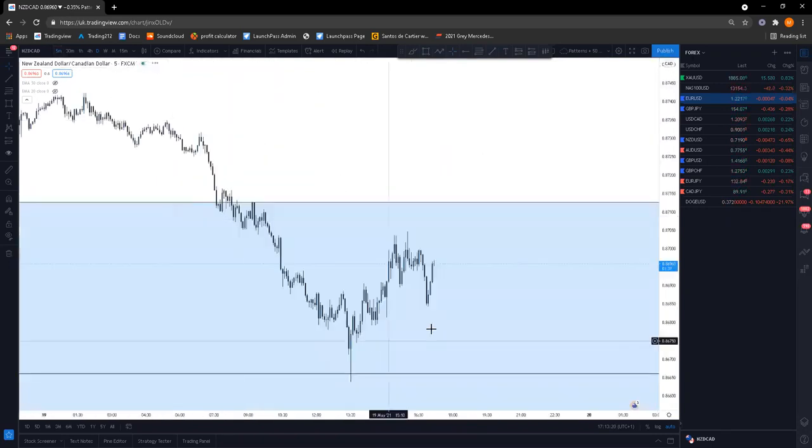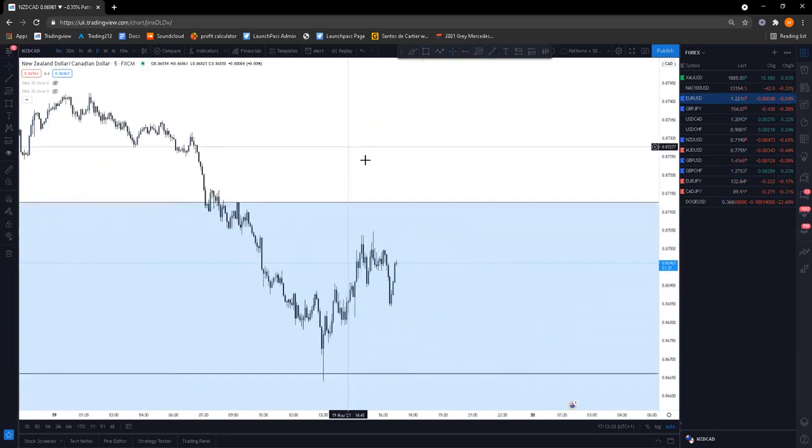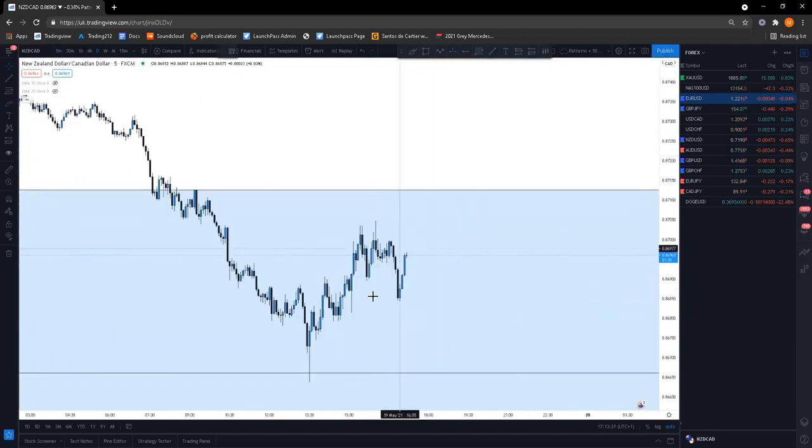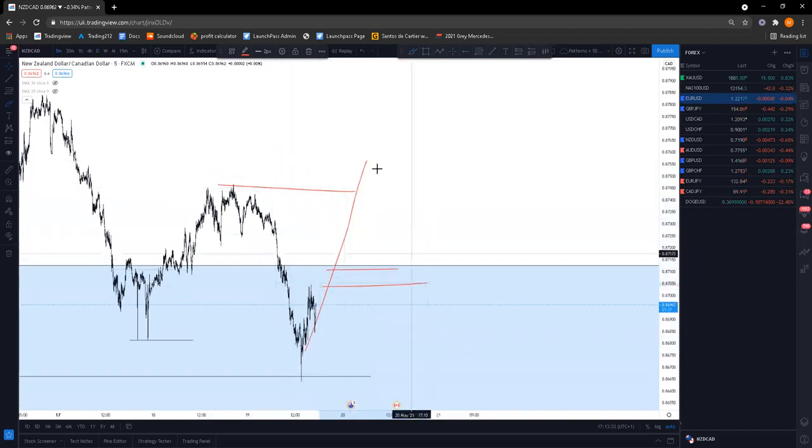So I'd say wait for a nice entry because there aren't any nice entries at the moment. I'd say maybe get a break of structure above these highs, maybe something like this, a break of structure above these highs, right? Get a nice order block to enter your trade from, and then re-enter to take the market higher. I will post this in the group as well.